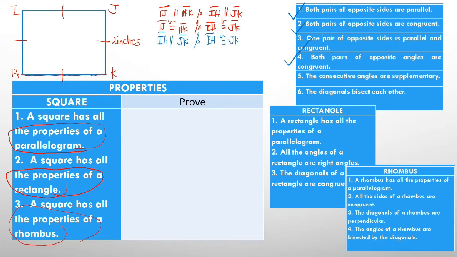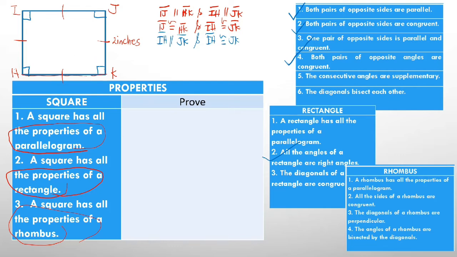Now, let's move to our rectangle. It says that all the angles of a rectangle are right angles. The definition of a right angle is that it is equal to 90 degrees. Therefore, angle H, angle I, angle J, and angle K are equal to 90 degrees. Using this symbol, it is automatically a right angle, so that is 90 degrees.